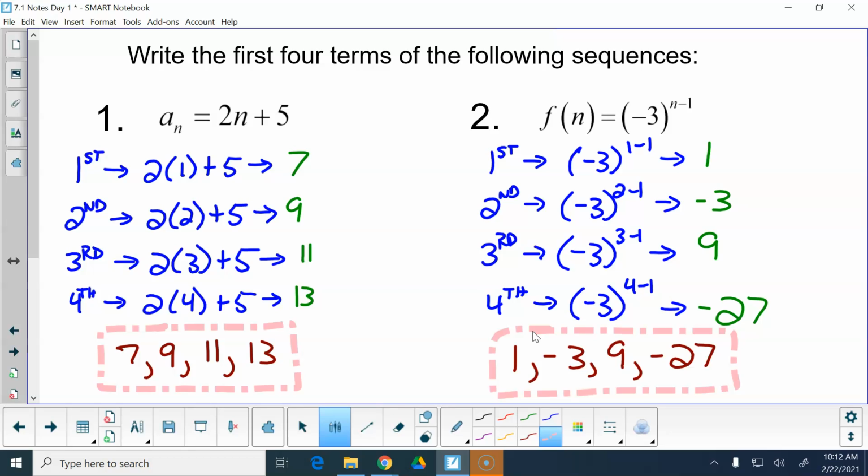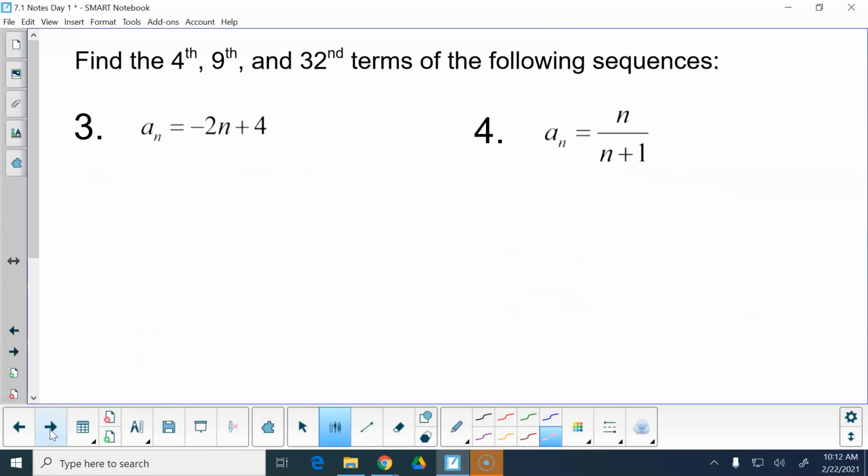Good? All right. Try that. Find me the 4th, the 9th, and the 32nd terms of each of those sequences. So to find the 4th term here, I'm going to plug 4 into my rule. -2 times 4 is -8, plus 4 is -4.